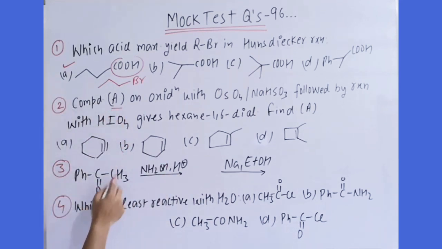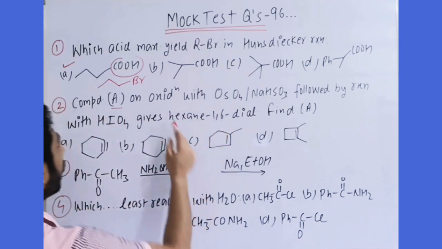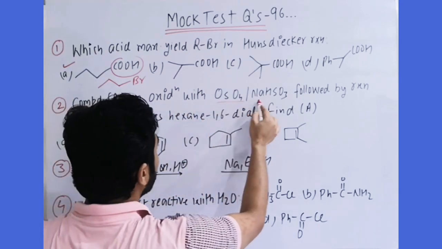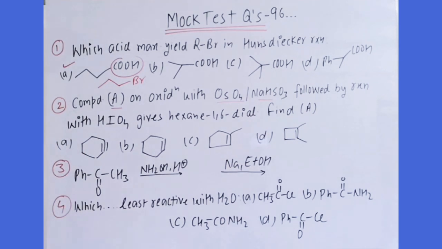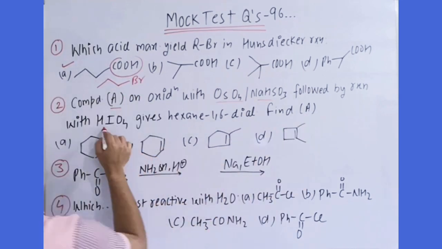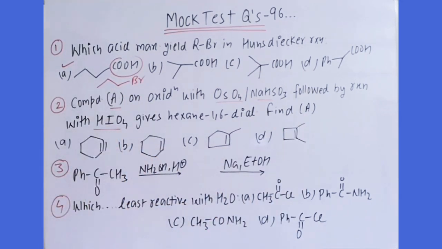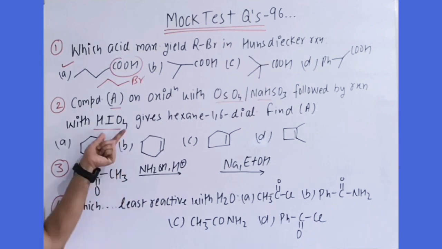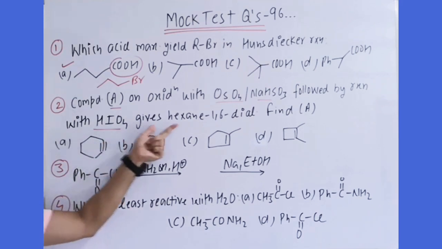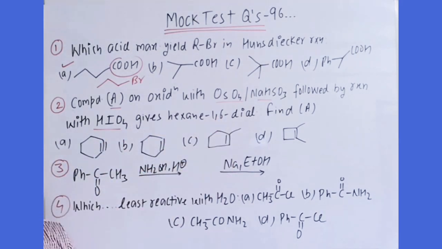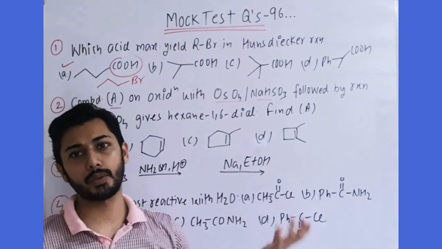Next question is compound A. We have to find the compound A. On oxidation with osmium tetraoxide, you have done this reaction in notes, which is syn hydroxylation. In the alkene topic you have covered, you can check your notes. Followed by reaction with HIO4. This reaction also covered in the carbonyl compounds. Oxidation using periodic acid gives hexane 1,6-dial. You can think about this question and then you can answer it.